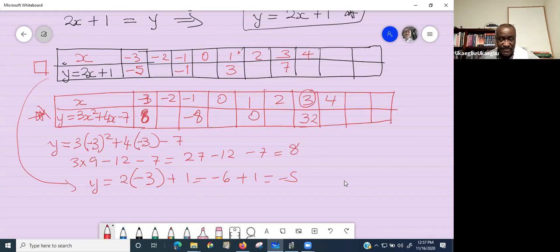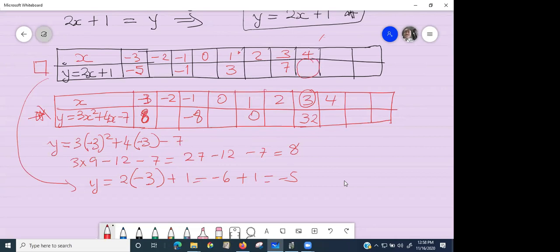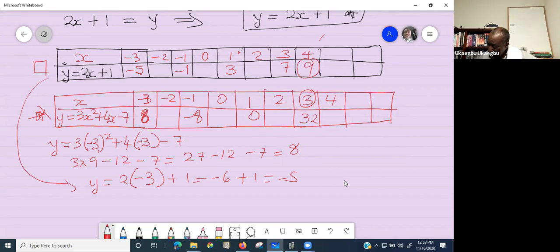So now, let's keep our data right now. And of course, we need the fourth one. So look at the fourth one. What is the value of y when x is 4? The first table, like here. I need to fill up this one. I got 9 for the first table. Is it 9? So yeah.